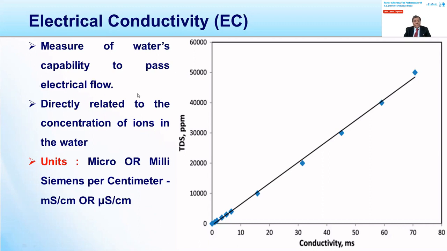This is indicative only. If you are operating your own RO system, you can develop your own factors by analyzing the reading coming from the permeate or the feed water conductivity meter, and you can test the TDS in the lab, and it will give you the exact conversion factor for you.